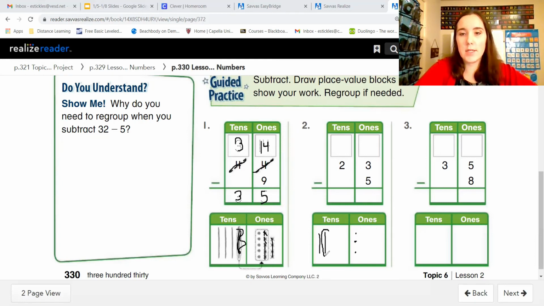I'm going to take one of my tens and I'm going to make it into 10 ones. So I'm going to say 1, 2, 3, 4, 5, 6, 7, 8, 9, 10. Okay, so I regrouped my 10 ones, and I am going to cross off this ten over here just so I don't forget.